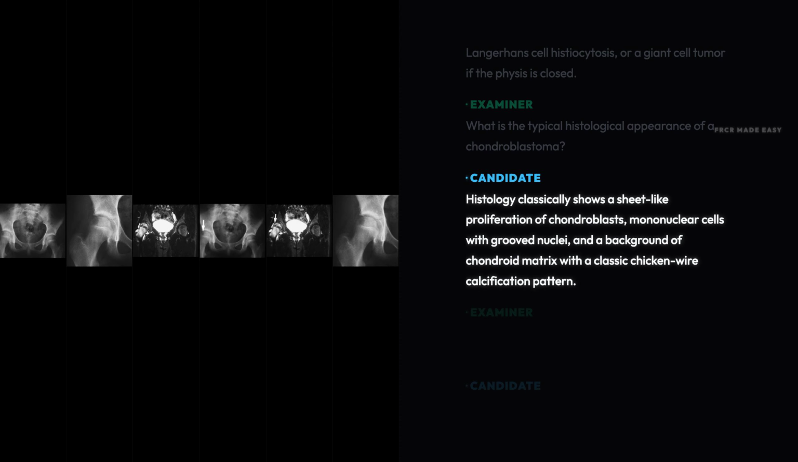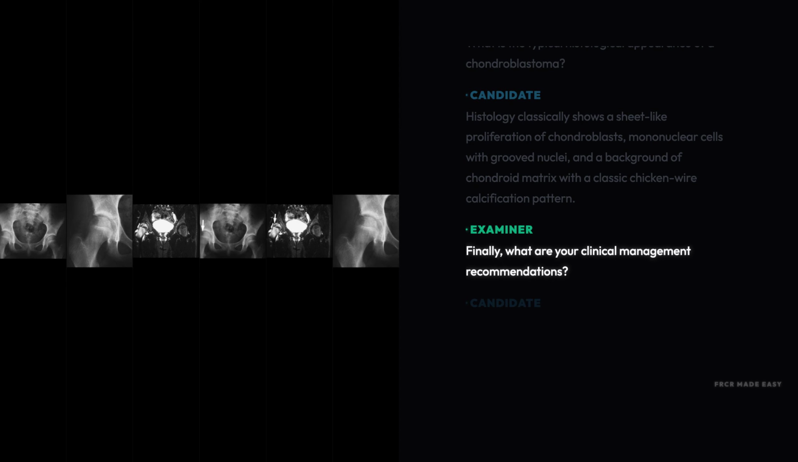Histology classically shows a sheet-like proliferation of chondroblasts, mononuclear cells with grooved nuclei, and a background of chondroid matrix with a classic chicken wire calcification pattern. Finally, what are your clinical management recommendations?